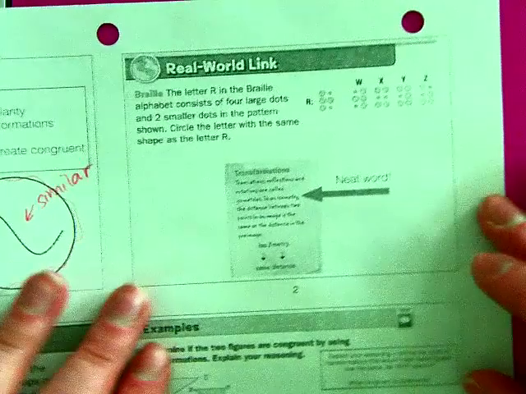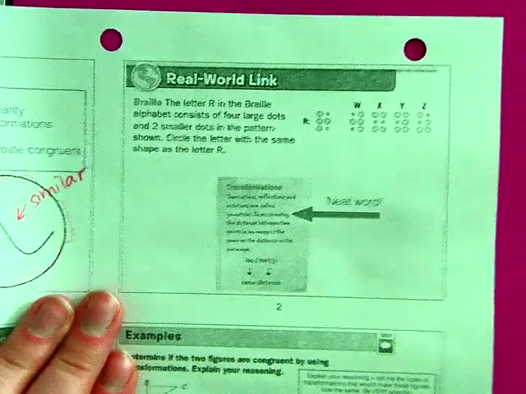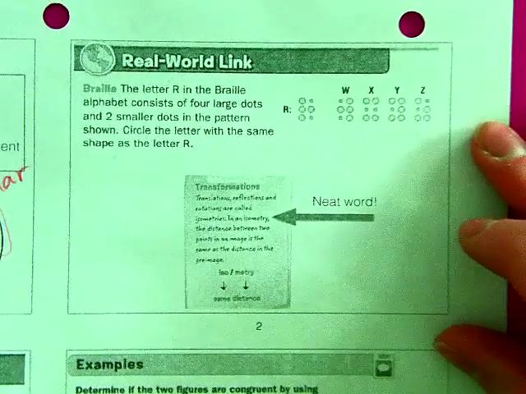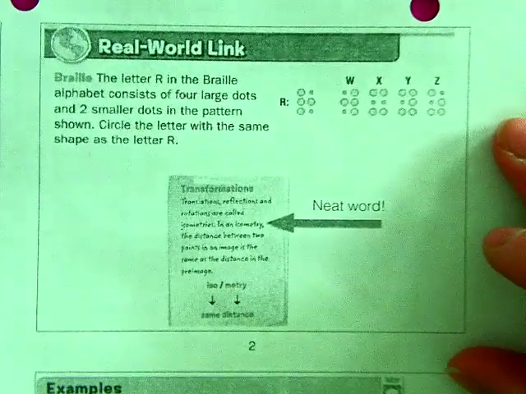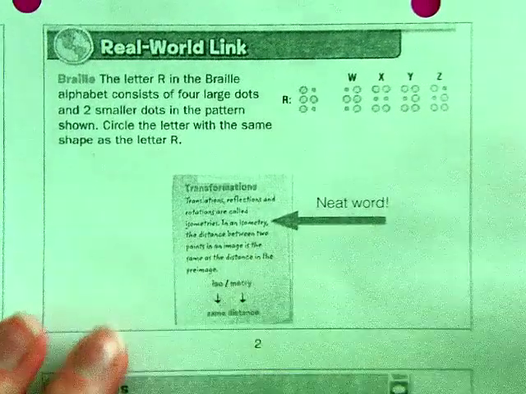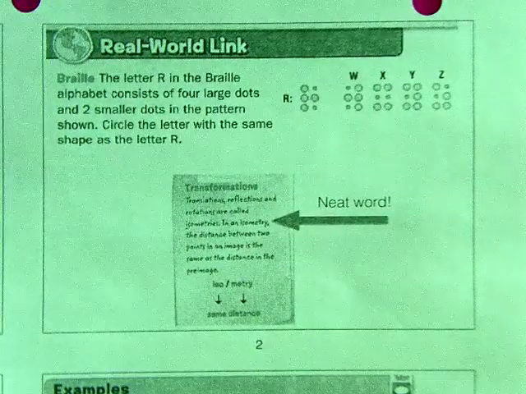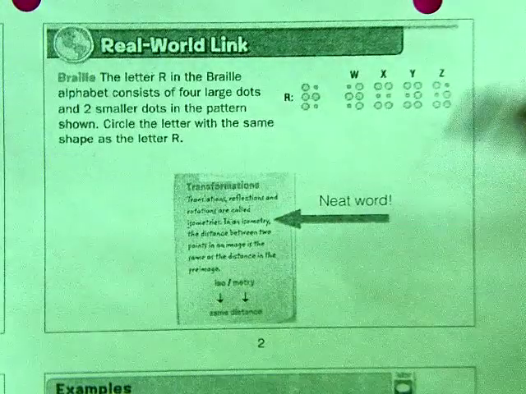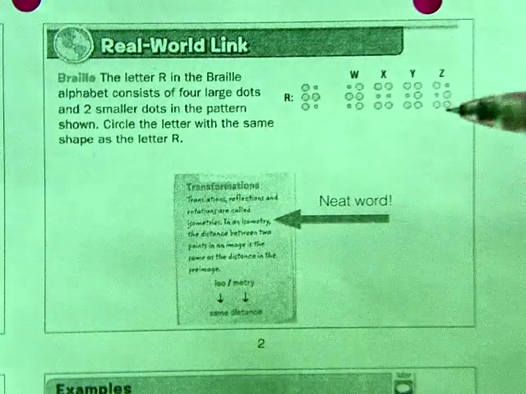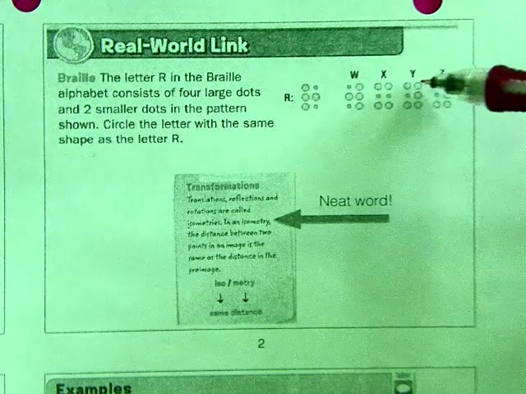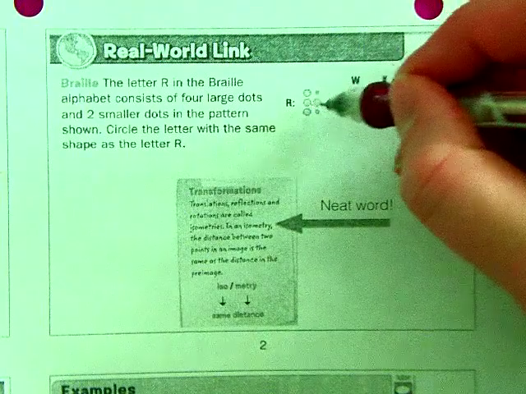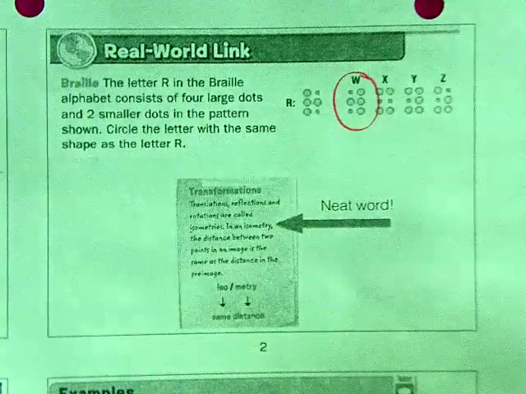Okay, so looking at some of this real-world stuff, Braille. The letter R in the Braille alphabet consists of 4 large dots and 2 smaller dots in the pattern shown. Circle the letter with the same shape, so 3 big dots and a middle one. The only thing that comes close is Y or W. It's got to be W because the middle one also needs to be a big circle.